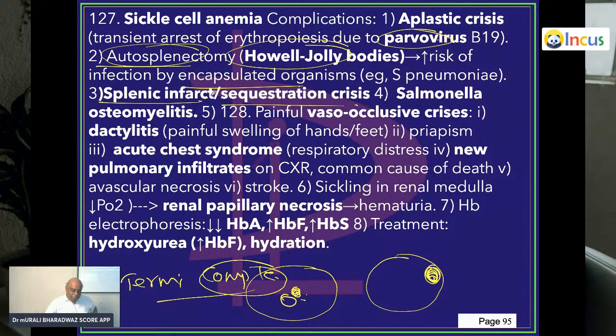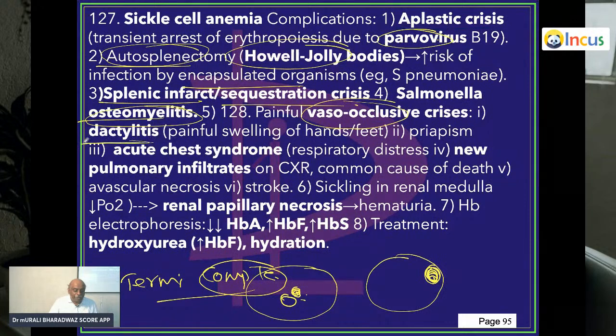Right? Where all these RBCs have gone into the spleen and been captured by the spleen. That is called sequestration crisis, and they also lead to splenic infarct and get sequestered in the spleen. Then Salmonella leads to osteomyelitis, characteristically in people who have sickle cell anemia. Then vaso-occlusive crisis, very painful.